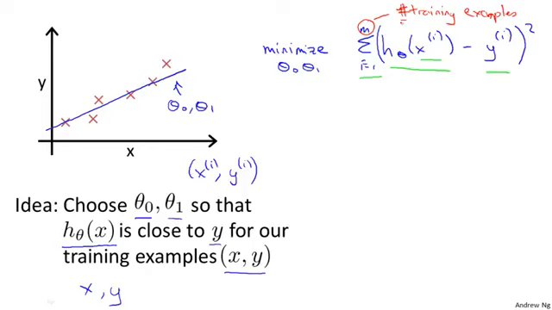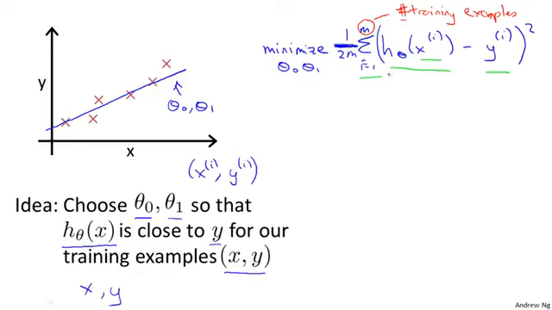And to make some of our later math a little bit easier, I'm going to look at 1 over m times that. So we're going to try to minimize my average error, which means minimizing 1 over 2m. Putting the constant 1/2 in front just makes some of the math a little easier. Minimizing 1/2 of something should give you the same values for the parameters theta 0 and theta 1 as minimizing that function.